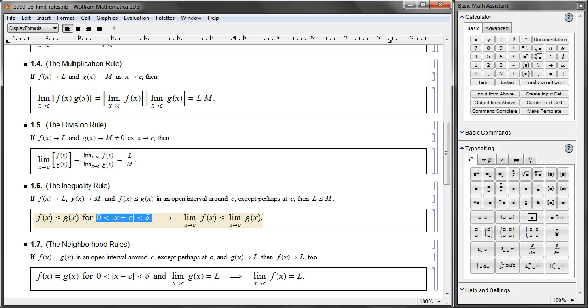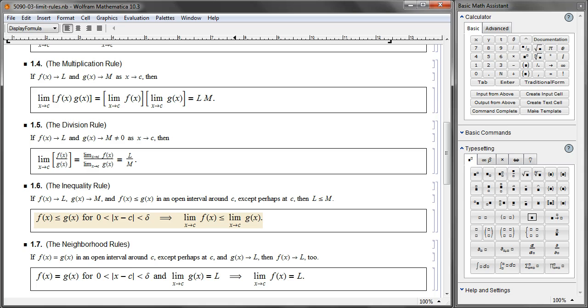Delta is a sufficiently small number so that the absolute value of x minus c is less than delta. That means x minus c is relatively small, so x is pretty close to c. That's what it means. And the absolute value being strictly greater than 0 means x does not equal c. That lone exception does not apply. Anyway, if f of x is less than or equal to g of x, then the limit of f of x is less than or equal to the limit of g of x.